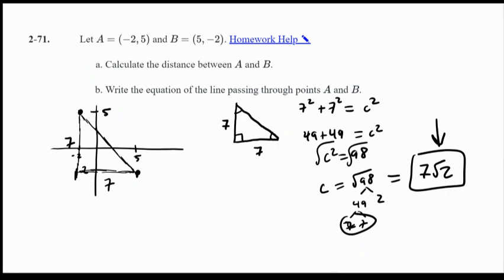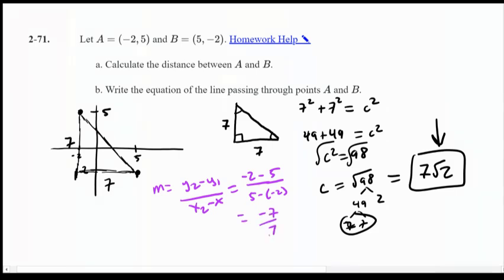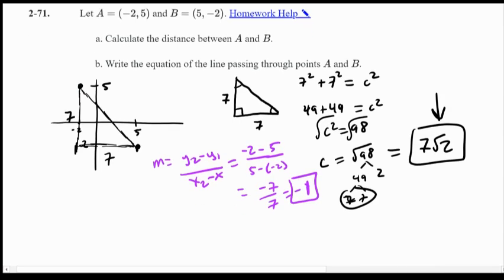Next thing, it asks to write the equation of the line passing through those 2 points. So the slope here, again, I'm going to start from scratch. I already know, just based off of what I've written here, that the slope is just going to be -1. But if I were starting from scratch, I would use my slope formula of y2 minus y1 over x2 minus x1, which would be -2 minus 5 over 5 minus -2, which ends up becoming -7 over +7, which is -1. That's my slope.